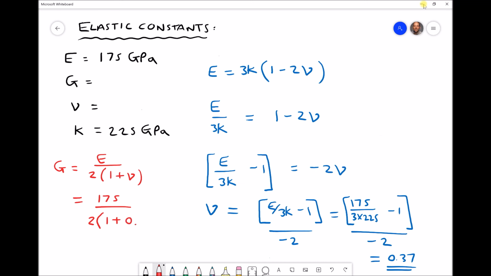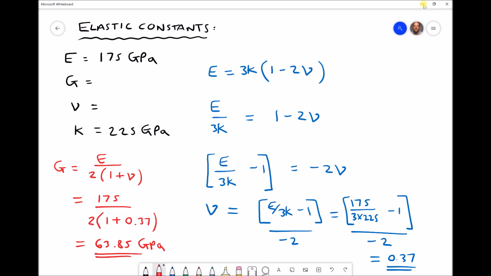I'm still going to write this as 0.37, but I'm going to use the answer function in my calculator, giving me a value of G equal to 63.85. That's correct to 2 decimal places, and that's also going to be in gigapascals because our previous value for elastic modulus was in gigapascals.